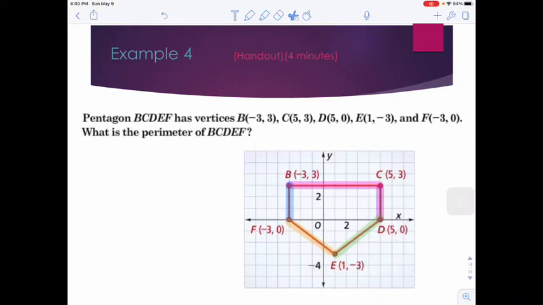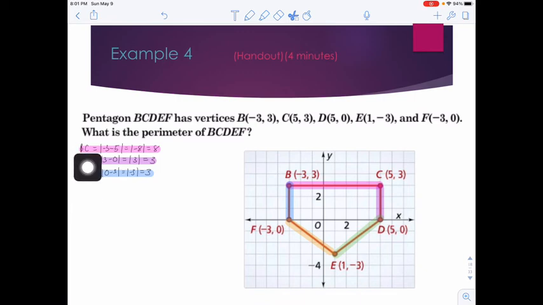Section 9.1 Example 4: we have pentagon BCDEF with vertices B (-3, 3), C (5, 3), D (5, 0), E (1, -3), and F (-3, 0). What is the perimeter of BCDEF? We can start by finding the lengths of segments BC, CD, and FB.